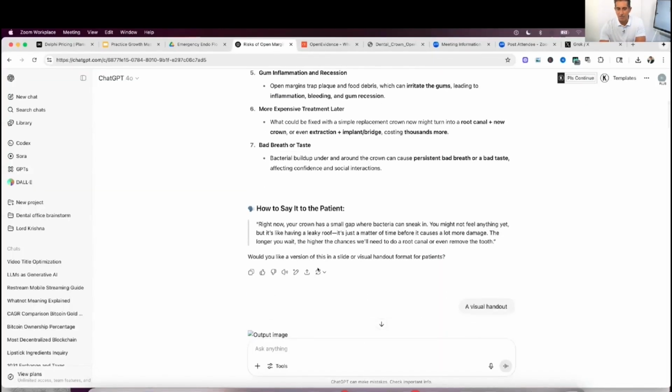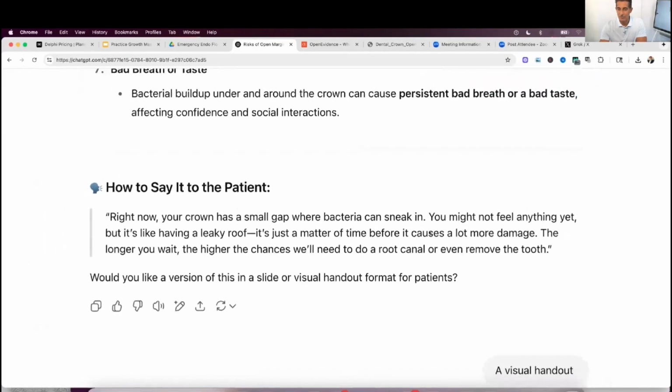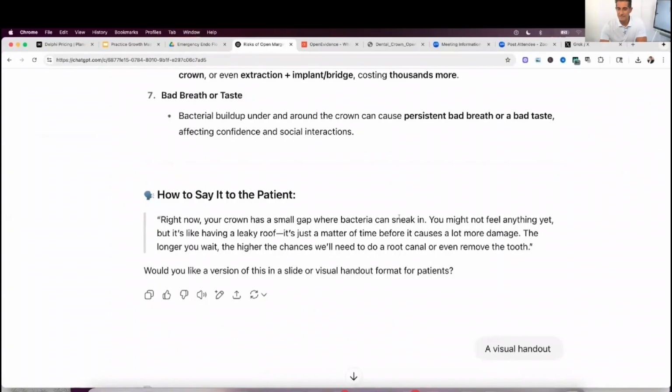So it gets even better now. How to say it to the patient? Well, you guys know how to speak to patients, but if you wanted some ideas, you could say, right now your crown has a small gap where bacteria can sneak in. I like that word sneak. I really do, okay? Because it's a mischievous word. It's kind of like a negative connotation to it, and it's something that people understand that they don't want, right?